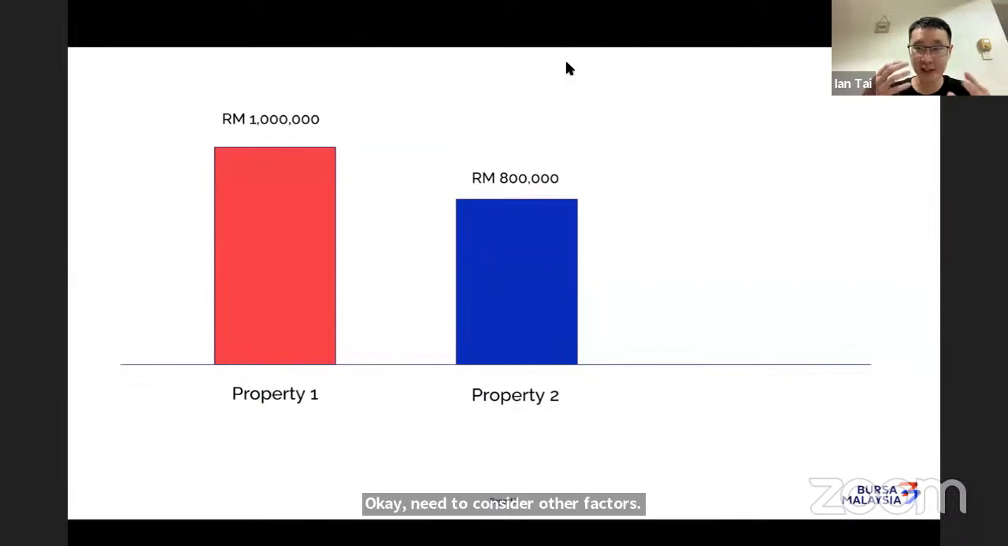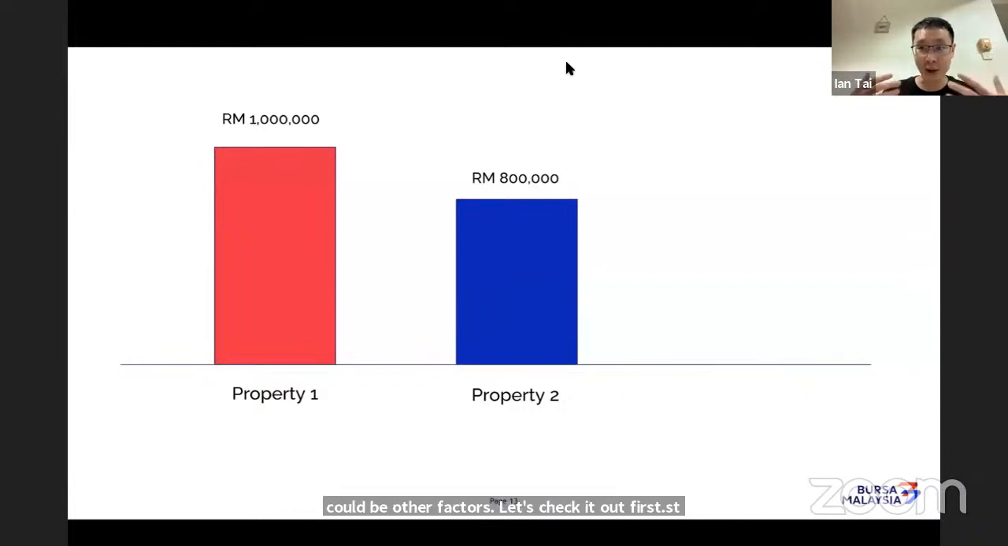So as you can see, in the midst of our audience, there are some people who say, hey, wait, maybe we should consider other factors first. Maybe there is a reason why property 2 is priced at 800,000 and property 1 is priced at 1 million. There could be other factors. Let's check it out first.